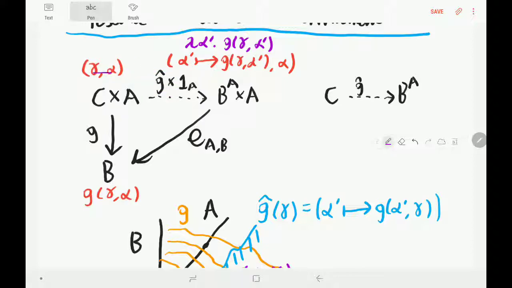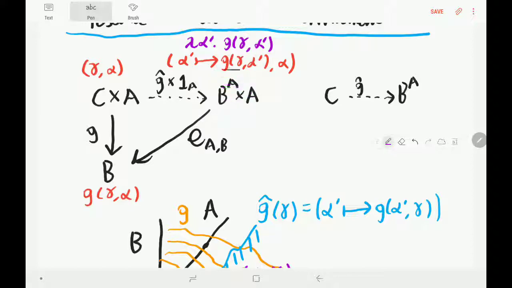Now, what's this G-cap operation do? Well, it takes in this gamma in C and it outputs something in B to the power of A. What is that? Basically, in the category of sets, that's going to be a function from A to B. So it takes this gamma and it outputs a function from A to B.